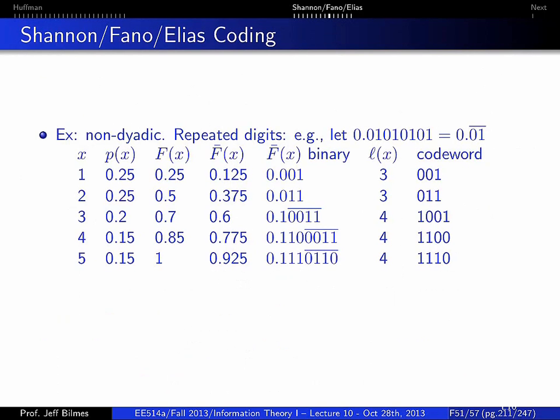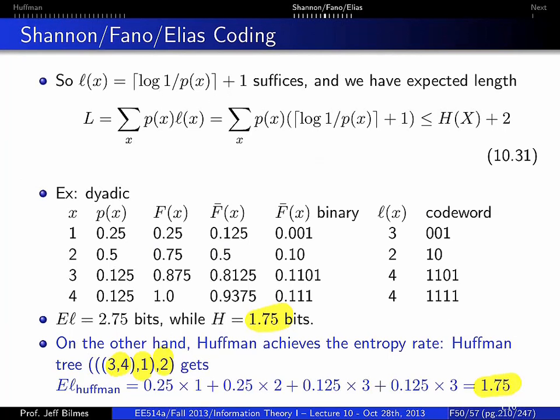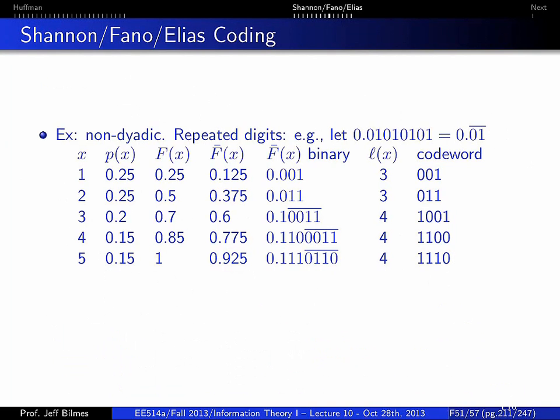But this is a dyadic distribution, but again, this explains the concept. Here's another example of a non-dyadic distribution, and this is a standard notation where 0, 1 with a bar over it means that it's 0.010101 repeated forever. So here's our code symbols, the probabilities, non-dyadic.